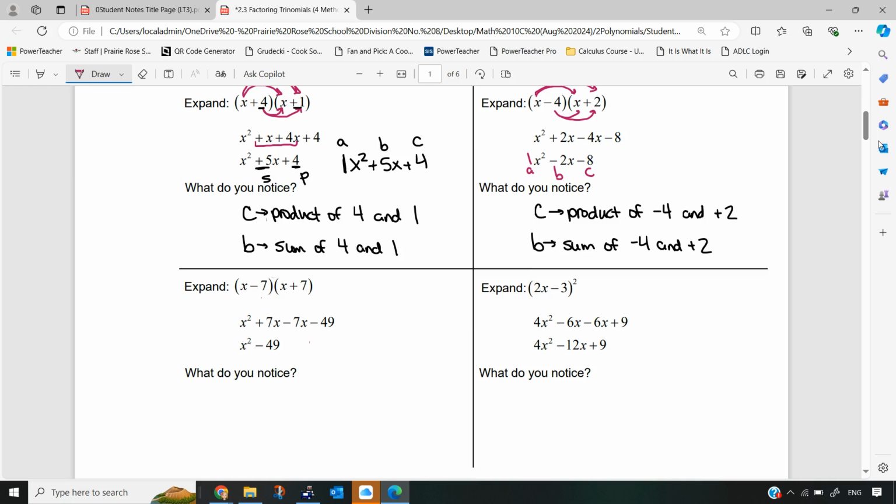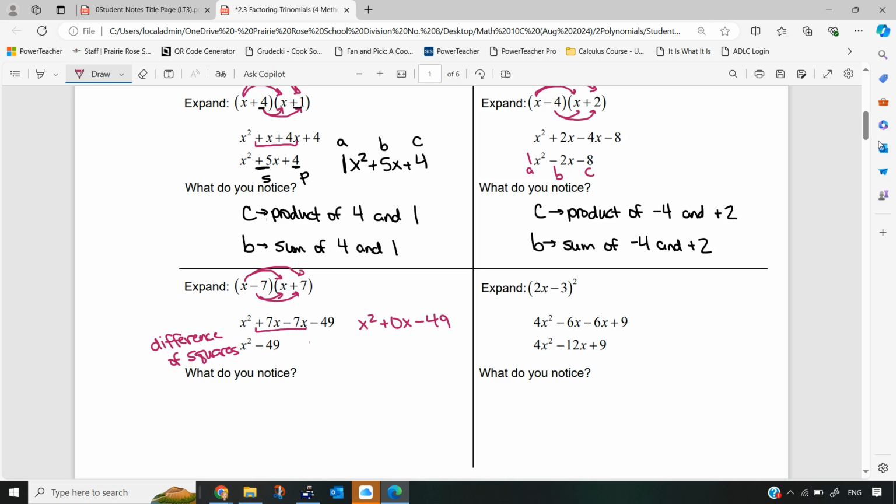To our third example, we have x minus 7 times x plus 7. Notice when I multiply this out, I have x squared plus 7x minus 7x minus 49. Those middle terms are the same values but opposite signs, so they end up canceling out and giving me x squared plus 0x minus 49, which then simplifies to x squared minus 49. This is actually a special case referred to as a difference of squares. And it's a difference of squares because we have two terms that are being subtracted, hence the difference, and both of those terms are perfect squares.